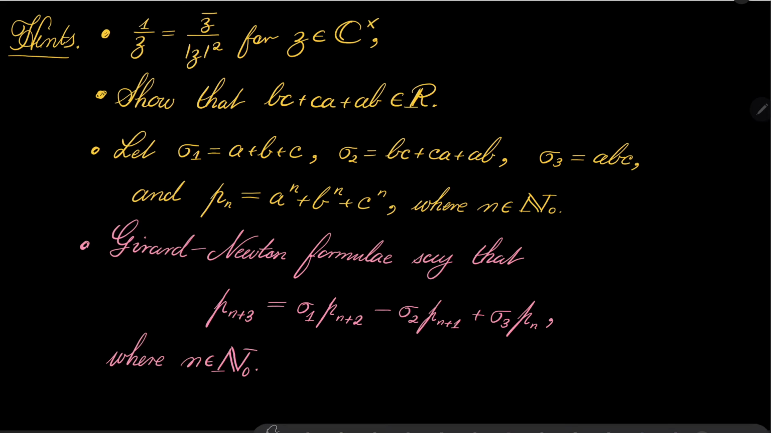And notice that if we denote the elementary symmetric polynomials, sigma 1 as a plus b plus c, sigma 2 as bc plus ca plus ab, and sigma 3 as abc, and let p of n be a to the power of n plus b to the power of n plus c to the power of n, then Girard-Newton formulae say that we have this type of recursion. It's a well-known identity, also known as Newton's identity. P(n+3) equals sigma 1 P(n+2) minus sigma 2 P(n+1) plus sigma 3 times P(n), where n is any non-negative integer, any natural number.